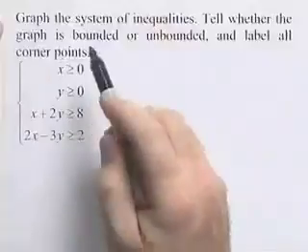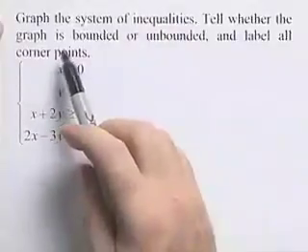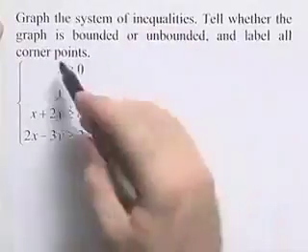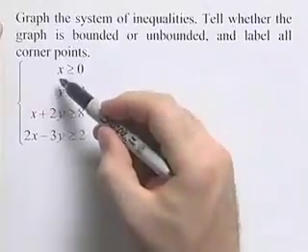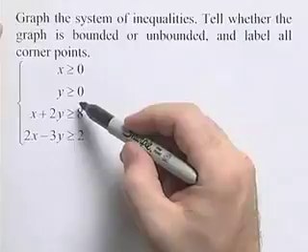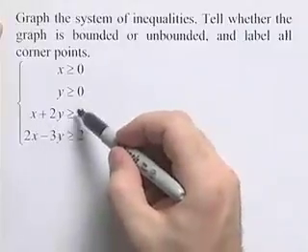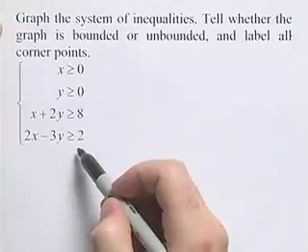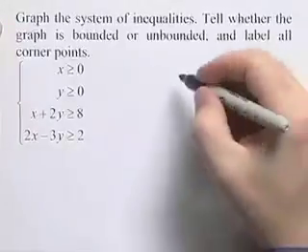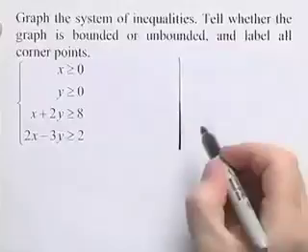For this problem, we're going to graph a system of inequalities. We want to graph this system, then we're going to tell whether the graph is bounded or unbounded, and we'll label all the corner points on our graph. We have four inequalities in our system: x greater than or equal to 0, y greater than or equal to 0, x plus 2y is greater than or equal to 8, 2x minus 3y is greater than or equal to 2. Because we're going to graph this, we're going to go ahead and make a grid off to the side.